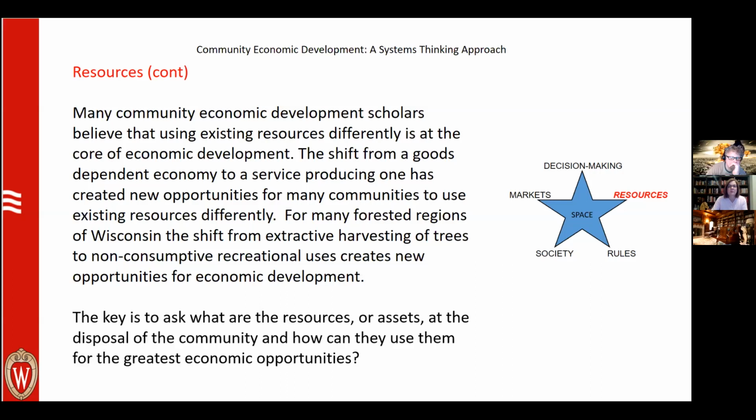So the key is to ask, what are the resources or the assets at the disposal of the community, and how can we use them for the greatest economic opportunities? What's the best use of our resources? And because technology is changing, the optimal use of those resources is changing over time.